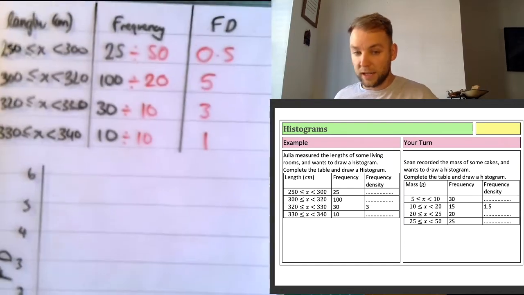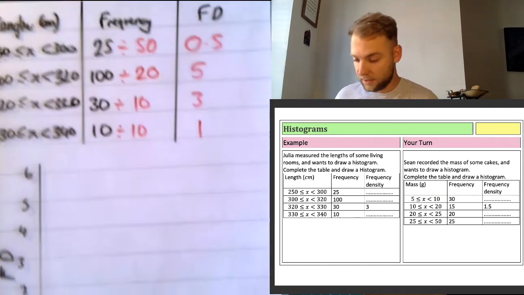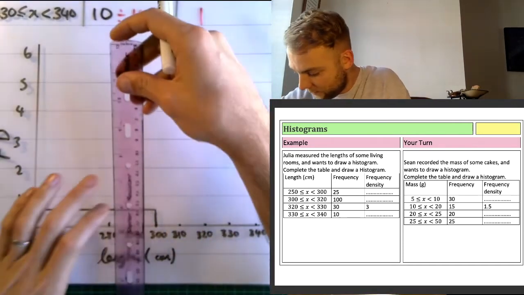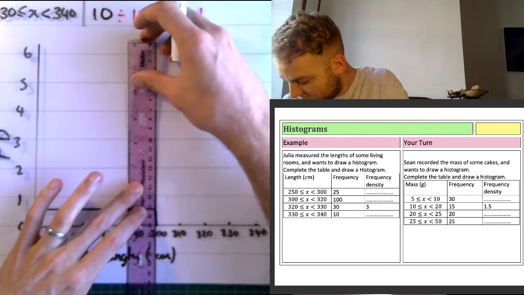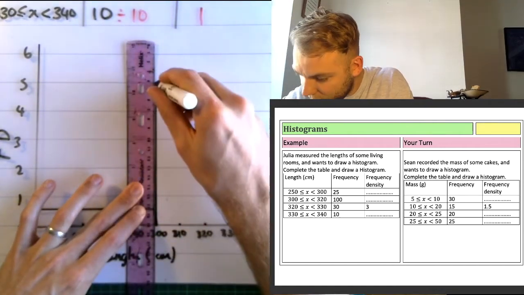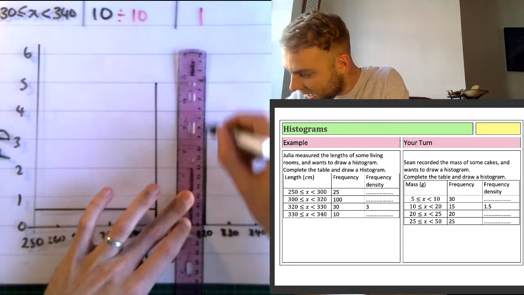So the next one is between 300 and 320, and then up by 5. So between 300 and 320, up 5. So let's do that one there. Try and make sure it's as vertical as possible. So up by 5, and over to 320, and up by 5 again.